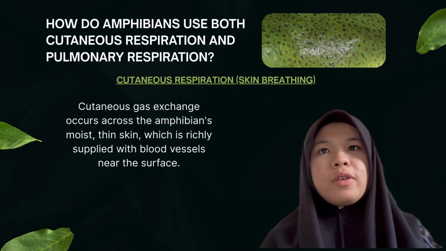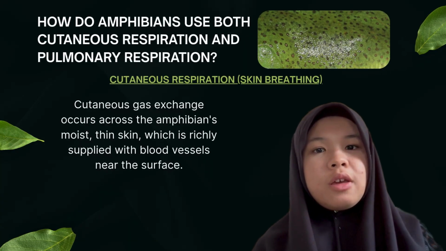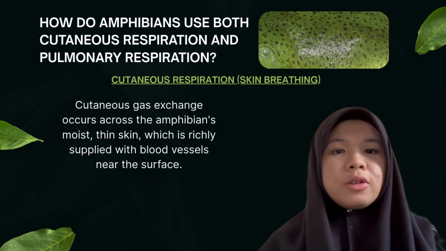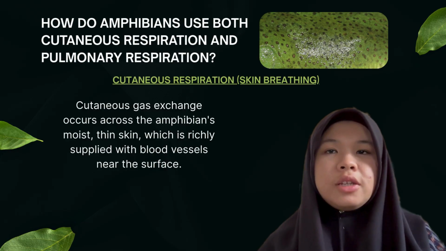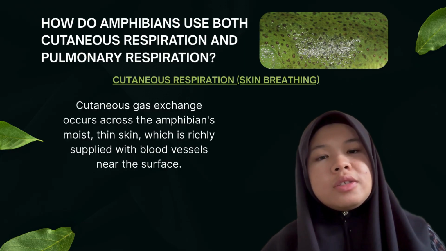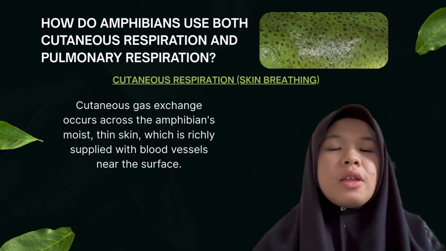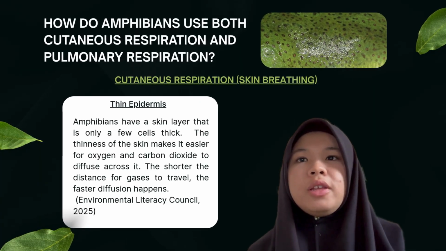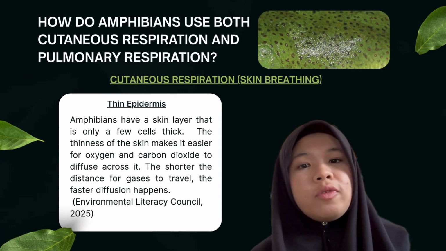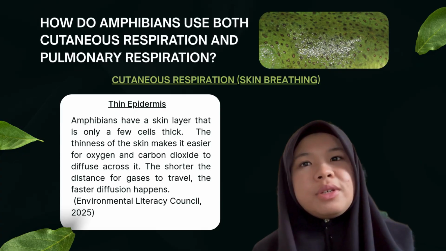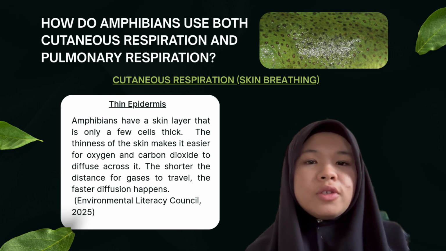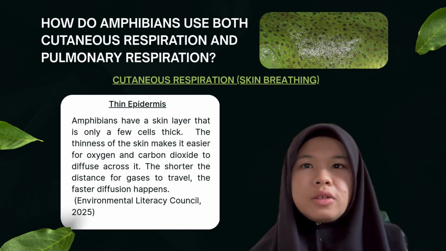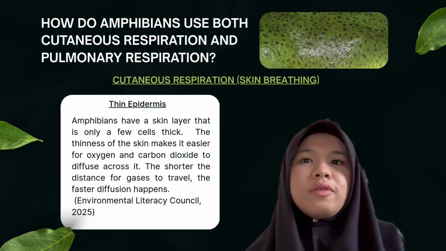So now, how do amphibians use both cutaneous respiration and pulmonary respiration? Cutaneous respiration happens when amphibians breathe using their skin. There are a few characteristics of their skin that make it easier for them to breathe. For example, they have a really thin skin layer that is only a few cells thick. This makes it easier for oxygen and carbon dioxide to diffuse across it. The shorter the distance for gases to travel, the faster diffusion happens.